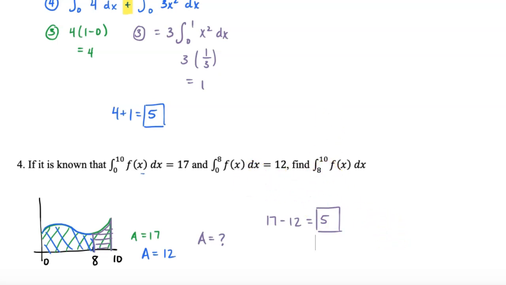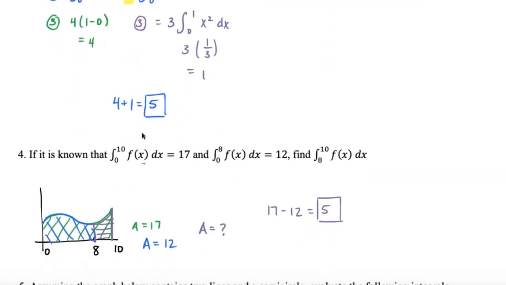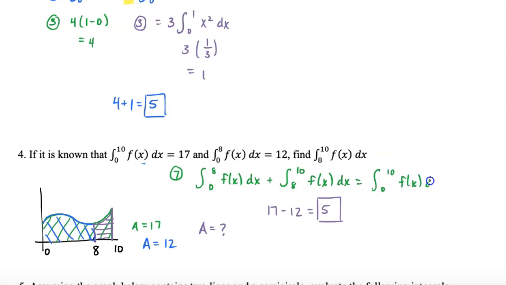And I can confirm this using that property of integrals, which is property number 7. I can confirm that because I know, according to number 7, the integral from 0 to 8 of f of x dx plus the integral from 8 to 10 of f of x dx is equal to the integral from 0 to 10 of f of x dx. And that checks out. 12 plus 5 is equal to 17.